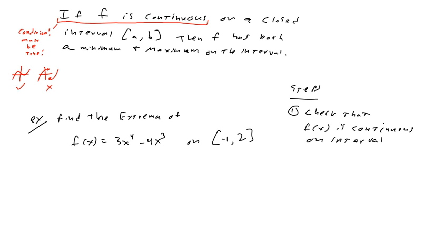Next thing we're going to do is find the critical values. The critical values are the ones where the derivative equals 0 or the derivative does not exist. Those critical spots, those extrema, where the derivative equals 0 or does not exist. You want to find those critical values.